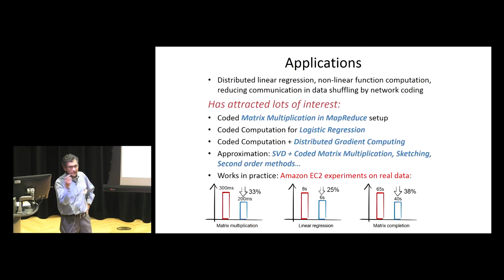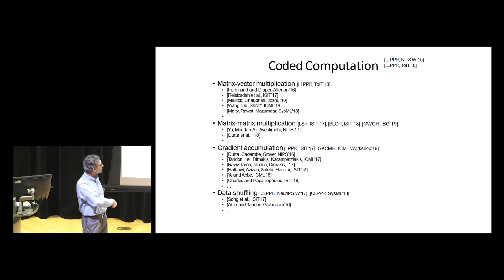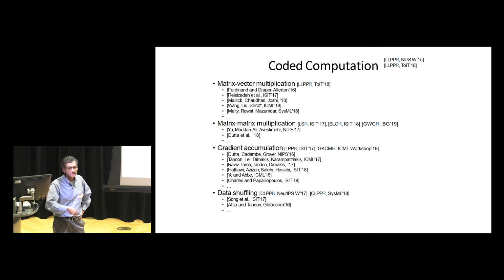And the applications are many, from distributed linear regression to nonlinear function computation. There's also a trade-off between computation and communication, and data shuffling can be done using network coding. So there are a lot of these works. In particular, I'll just focus on matrix multiplication, linear regression, and matrix completion as three typical examples of jobs you might do. You get sizable reductions in latency, on the order of 30%. So there's some value in it, there's some impact, and it's a very vibrant area right now. I'm sure the ISIT coming up will have even more to add to this.